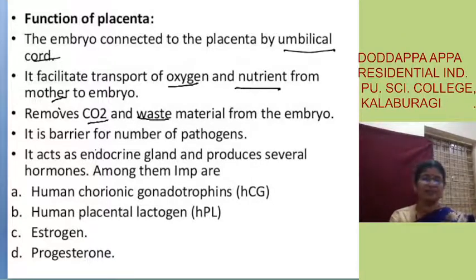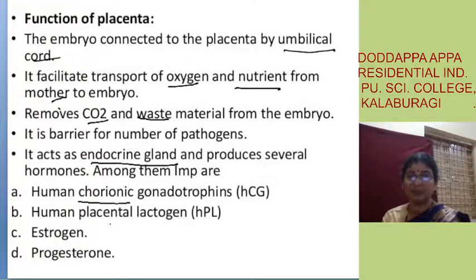It will form a barrier to keep the baby safe. It will prevent the entry of pathogens, blood, and maternal hormones. Thus it forms a barrier between the mother and the fetus, and it will allow only needed material. It will not allow all the materials to pass through. That is why the baby is always safe in the womb of the mother. It also acts as an endocrine gland and produces several hormones like human chorionic gonadotropin, indicated by HCG, human placental lactogen, estrogen and progesterone. It was asked in theory, and you have to remember this for MCQ also.